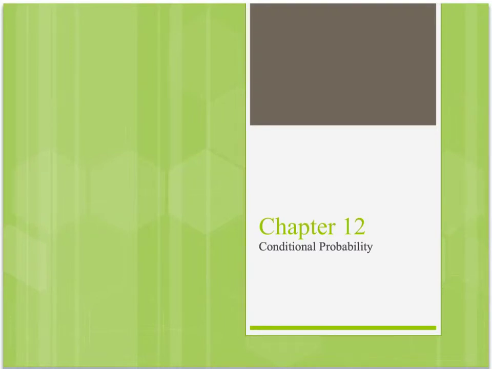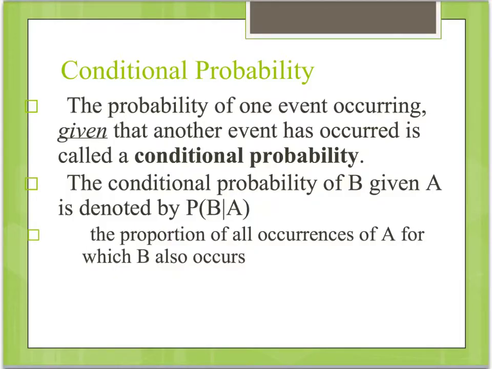In this video, we'll talk about conditional probability. If you want to talk about the probability of one event happening given that another event has occurred, or that another condition is met, then we call that conditional probability. We write it like this, and we say that as the probability of B given A.